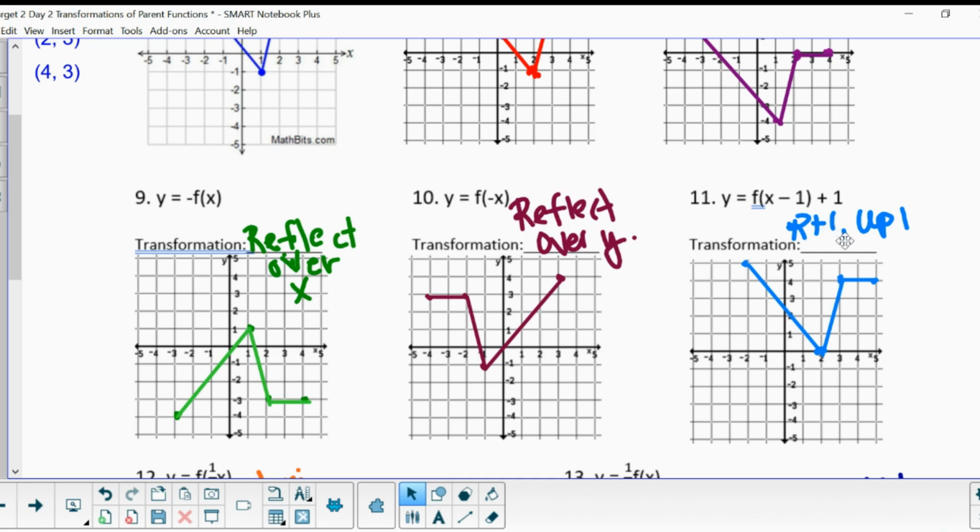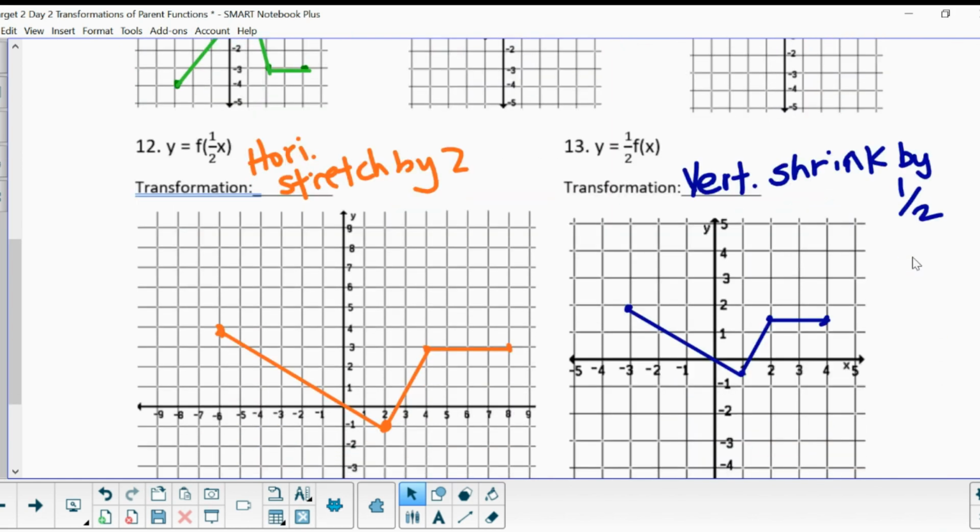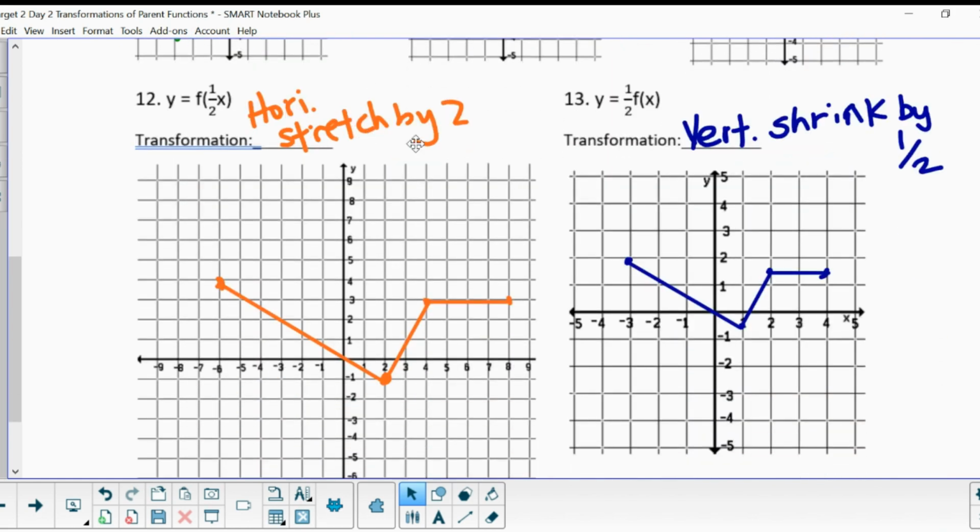And then 2 transformations here. We went right 1 and up 1. And then these 2 are definitely trickier. You have a horizontal stretch by 2, so you're multiplying the x's by 2. Remember to do the reciprocal when you're doing the x's.